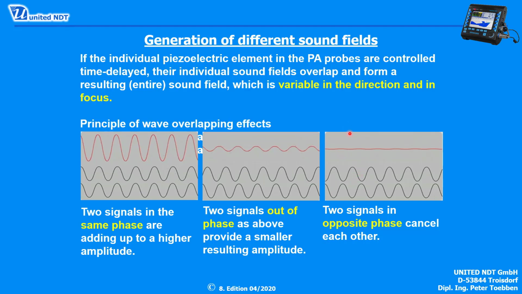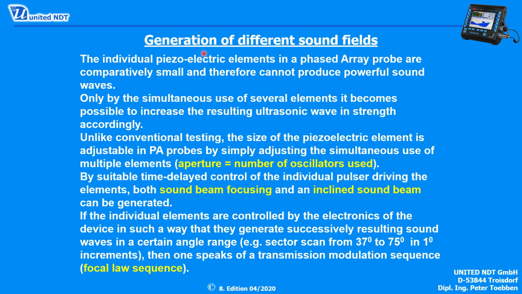This is just a concept when you use different sound waves and let them somehow interfere with each other. And when you do that, you can focus the resulting beam or change the direction of the resulting beam. How do you come to that now? How is the generation of different sound fields done?